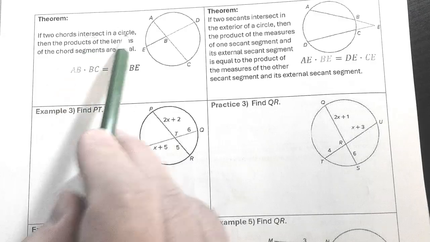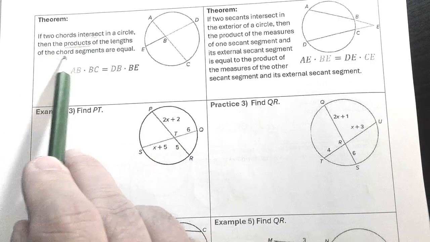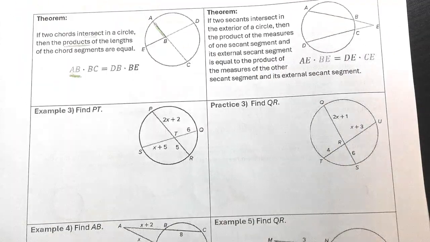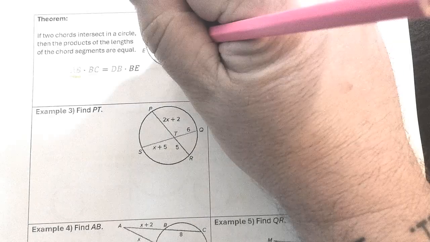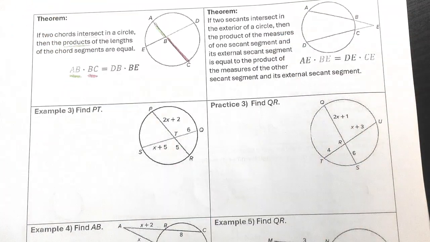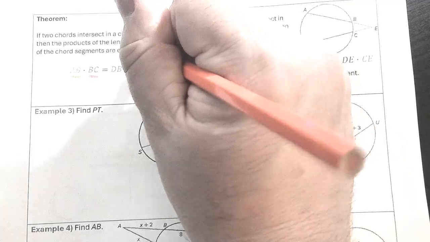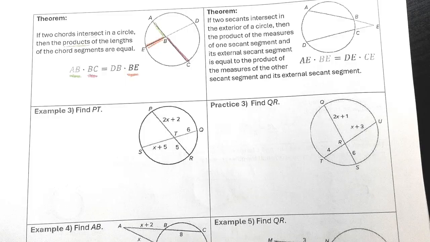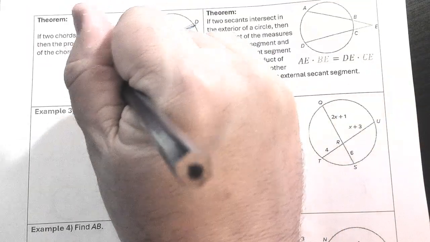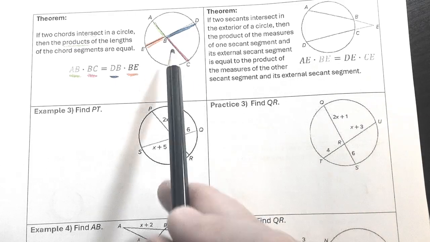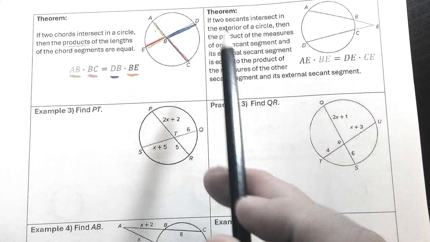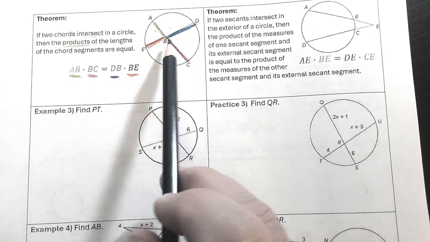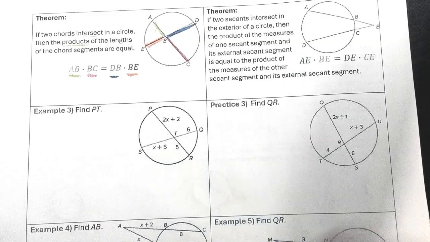If 2 chords intersect in a circle, then the products of the lengths of the chord segments are equal. So it's like AB times BC. So you're multiplying the sections. I can't say halves because they're not halves. They're pieces. So don't mess that up. But you'll probably hear me mess it up, so just be prepared. We've done this, but we'll probably talk about it again in the review. So it'll be green times, I guess pink, I can't see. But these 2 are going to equal these 2 multiplied together.